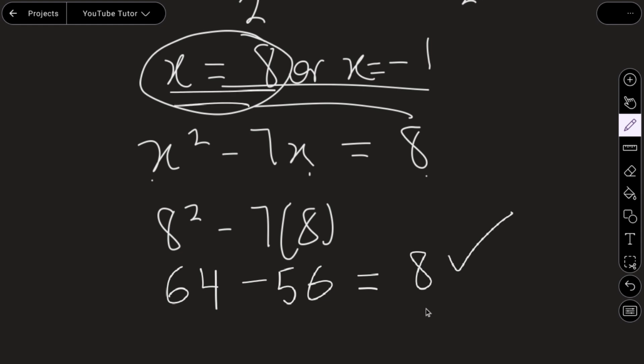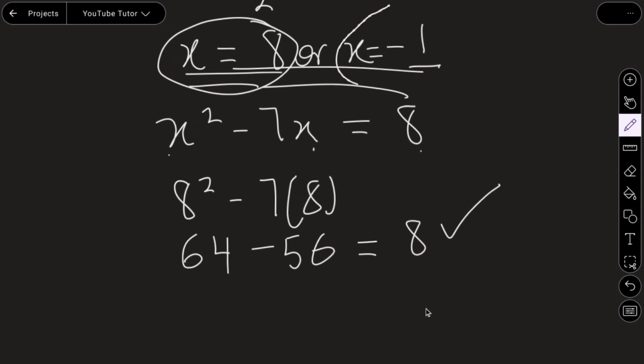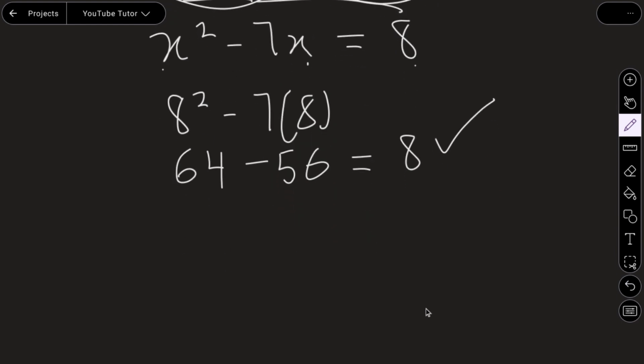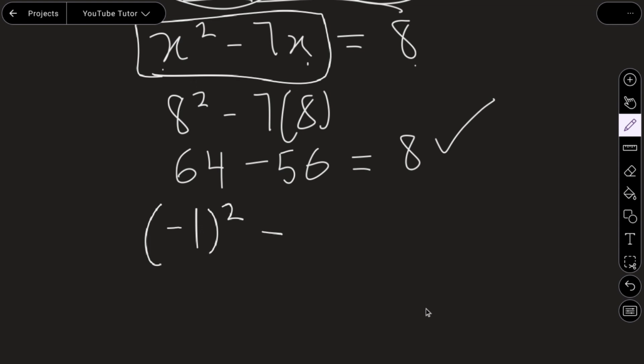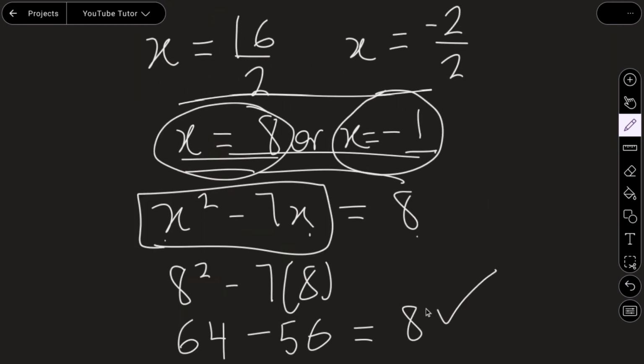Let's check if negative 1 also satisfies the equation. So we just have negative 1 squared, minus 7 times negative 1. Negative 1 squared gives us 1. This and this gives us plus 7, which also gives us 8, which means both values satisfy the equation.